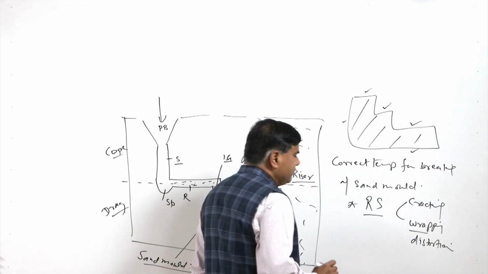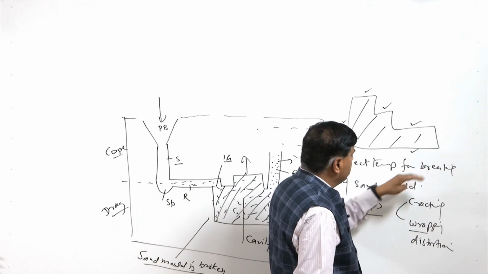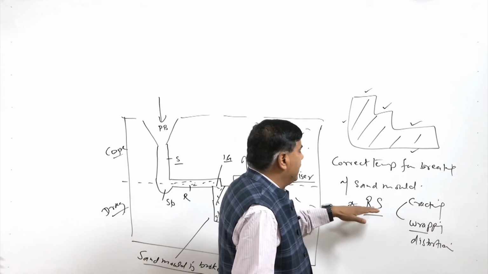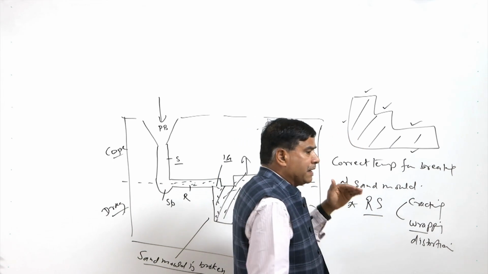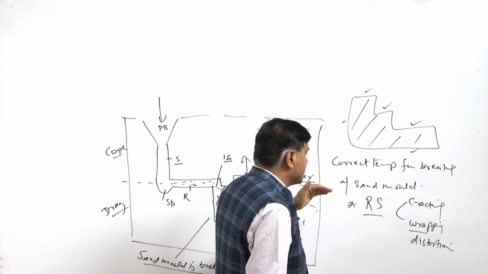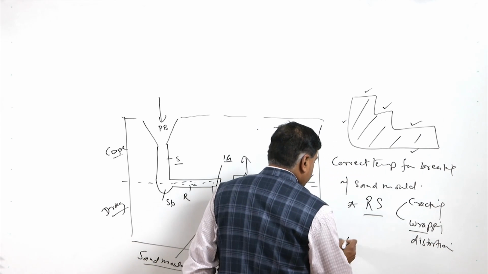So this is one aspect, that the sand mold should be broken at a low enough temperature of the casting, so that not much differential cooling rates are experienced by the casting at the surface and in the core portion.